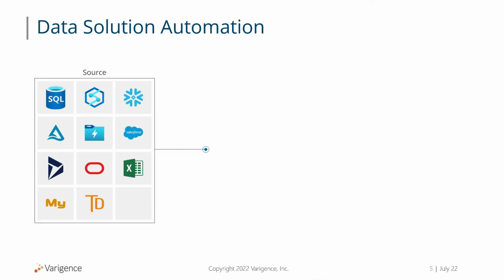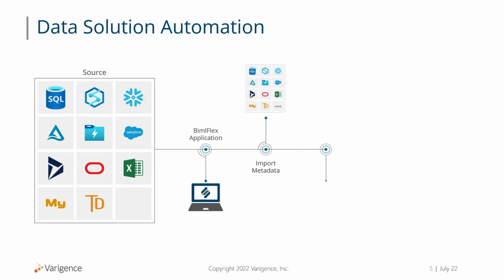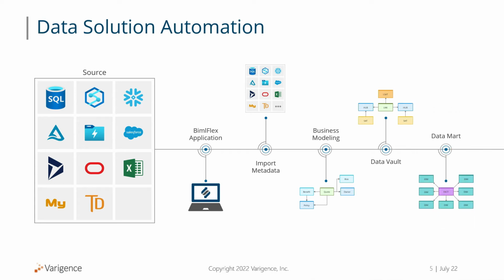To design your solution, you can use the BimlFlex application to import the source structures, the metadata, and then define your target models in a number of ways, and for a number of architectures. For example, you can apply business modeling to define holistic and agreed terms and definitions of your most important data. You can use this with predefined approaches such as ensemble logical modeling, ELM, or industry reference models. And you can configure your own approach.